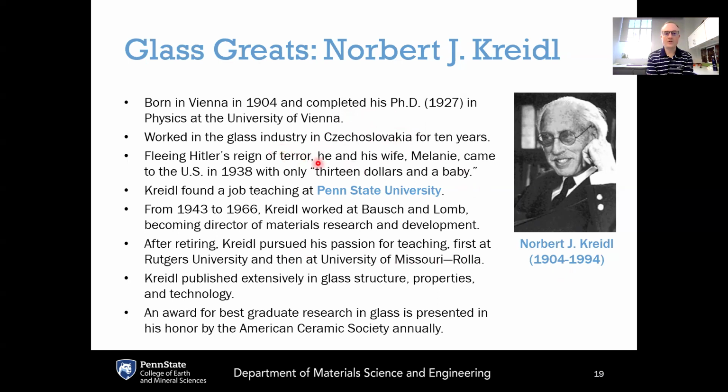But with Hitler's reign of terror that came, he and his family needed to flee Czechoslovakia. He and his wife Melanie came to the United States in 1938 with, as he reported it, only $13 and a baby. So they arrived actually right here in State College, Pennsylvania. Kreidl found a job teaching at Penn State University. And then in 1943 he moved to Bausch and Lomb, which is an optics company in Rochester, New York. He spent most of his career at Bausch and Lomb, where he became the director of materials research and development.